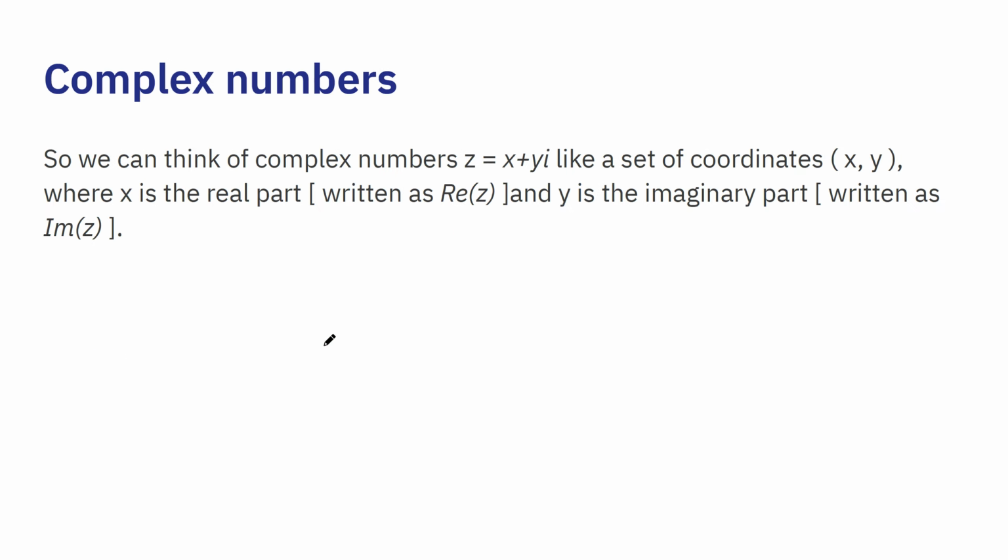So a complex number, let's say we call this complex number z, we write it as x plus yi. So this is the real part. Okay, we write this as Re of the complex number z, and this here is the imaginary part because it contains our imaginary constant i. So this is the imaginary part of z.